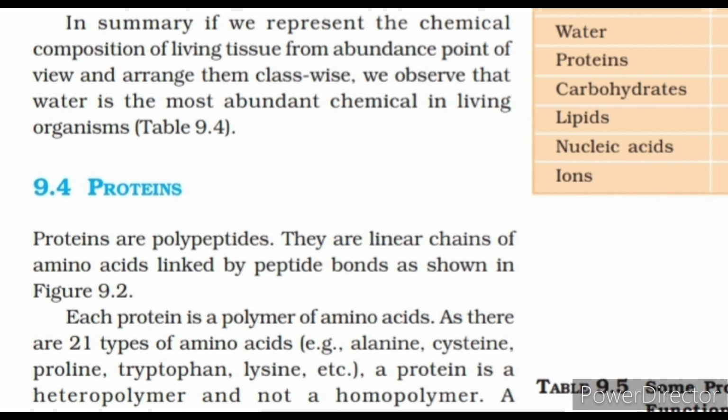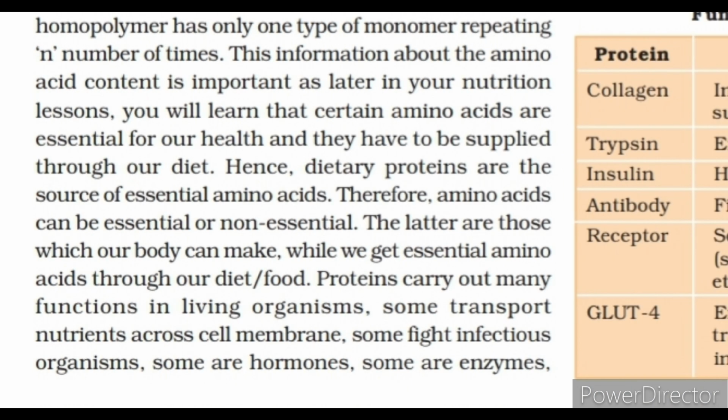Proteins. Proteins are polypeptides. They are linear chains of amino acids linked by peptide bonds as shown in figure 9.2. Each protein is a polymer of amino acids. As there are 21 types of amino acids, example, alanine, cysteine, proline, tryptophan, lysine, etc., a protein is a heteropolymer and not a homopolymer. A homopolymer has only one type of monomer repeating n number of times.